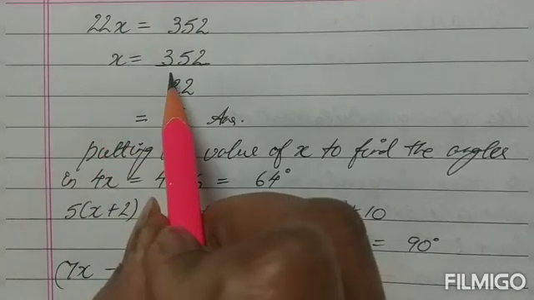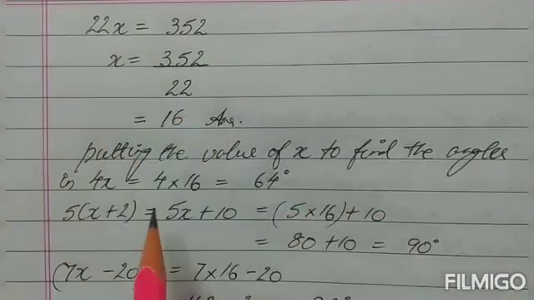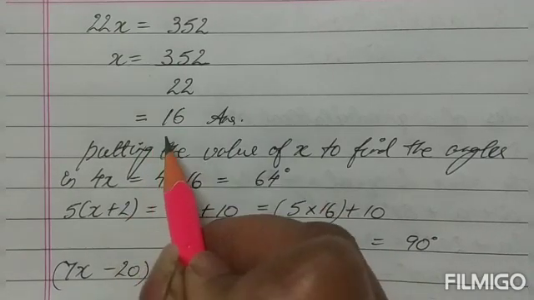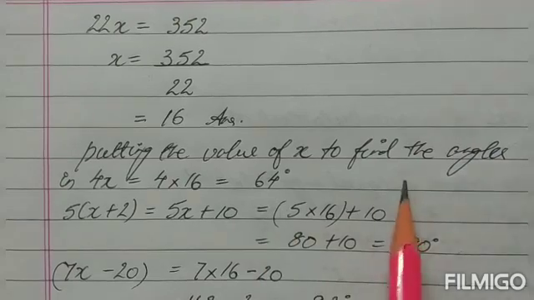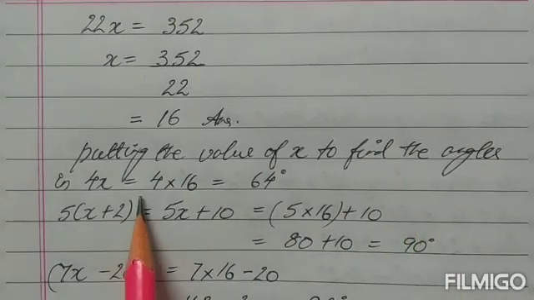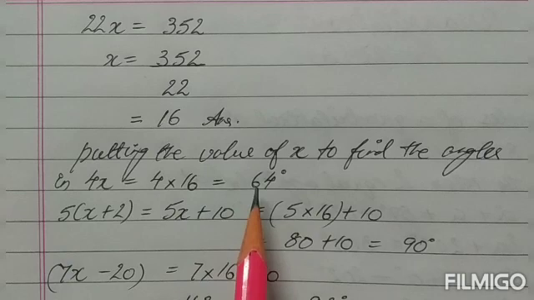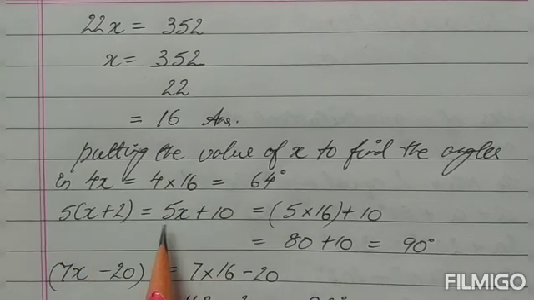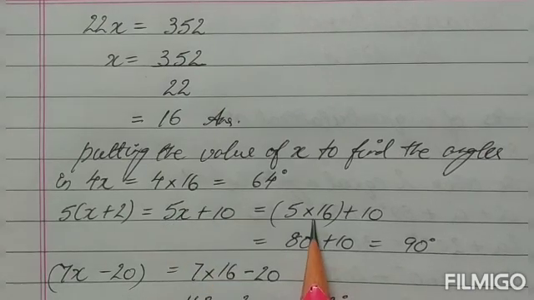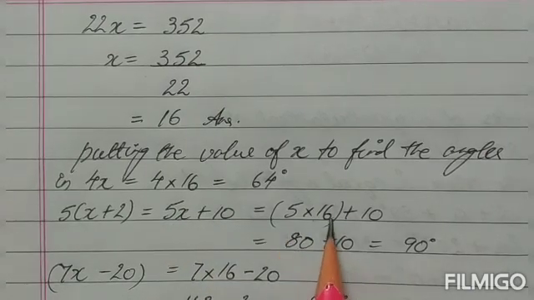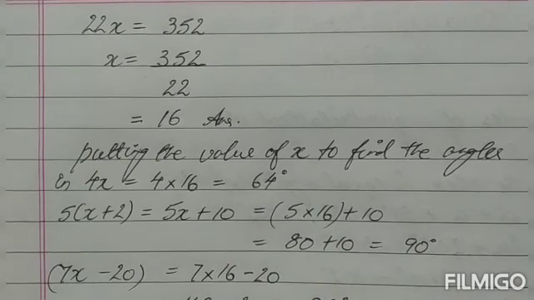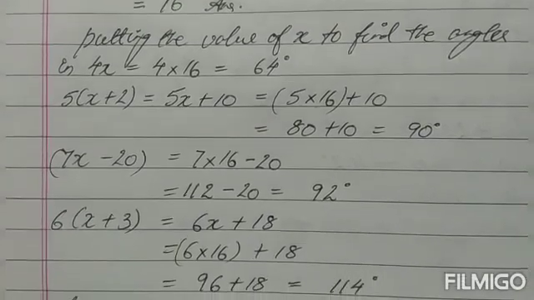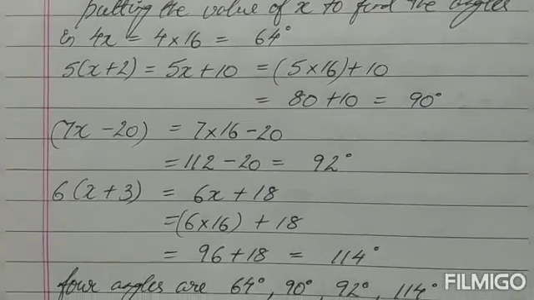x is equal to 352 divided by 22. Now over here you can reduce it, children, and after reducing, the value of x comes out to be 16. Now putting the value of x to find the angles, children: 4x, you put the value of x, that is 16, which is 64. In the angle which is 5(x plus 2), first I have solved this and then put the value of x. So 5 into 16 is 80 plus 10, which is a 90 degree angle. Similarly 7x minus 20: 7 into 16 minus 20, which is 112 minus 20, which is 92.